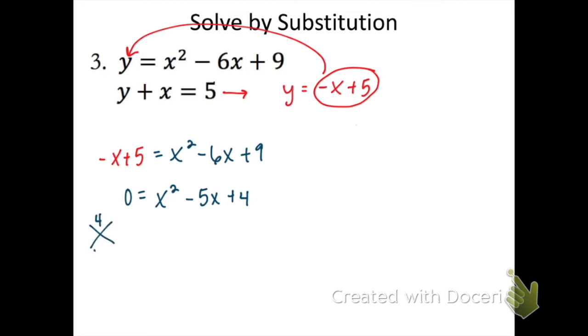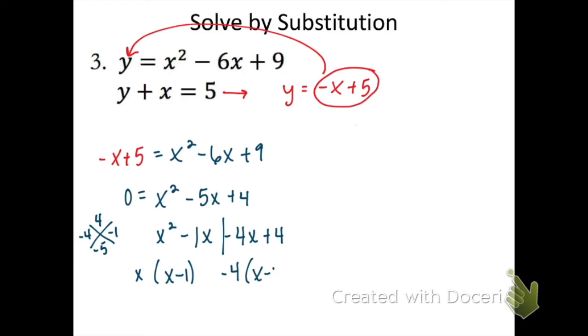So draw your x to set up. Remember, a times c goes in the top, which is 4. B goes in the bottom, which is negative 5. And I want to find two numbers that multiply to 4 and add to negative 5. So we're going to rewrite the middle term using negative 1x and negative 4x. Draw a line down the middle, pull out a GCF from the first two, pull out a GCF from the second two, rewrite our final factored form, and then solve it.